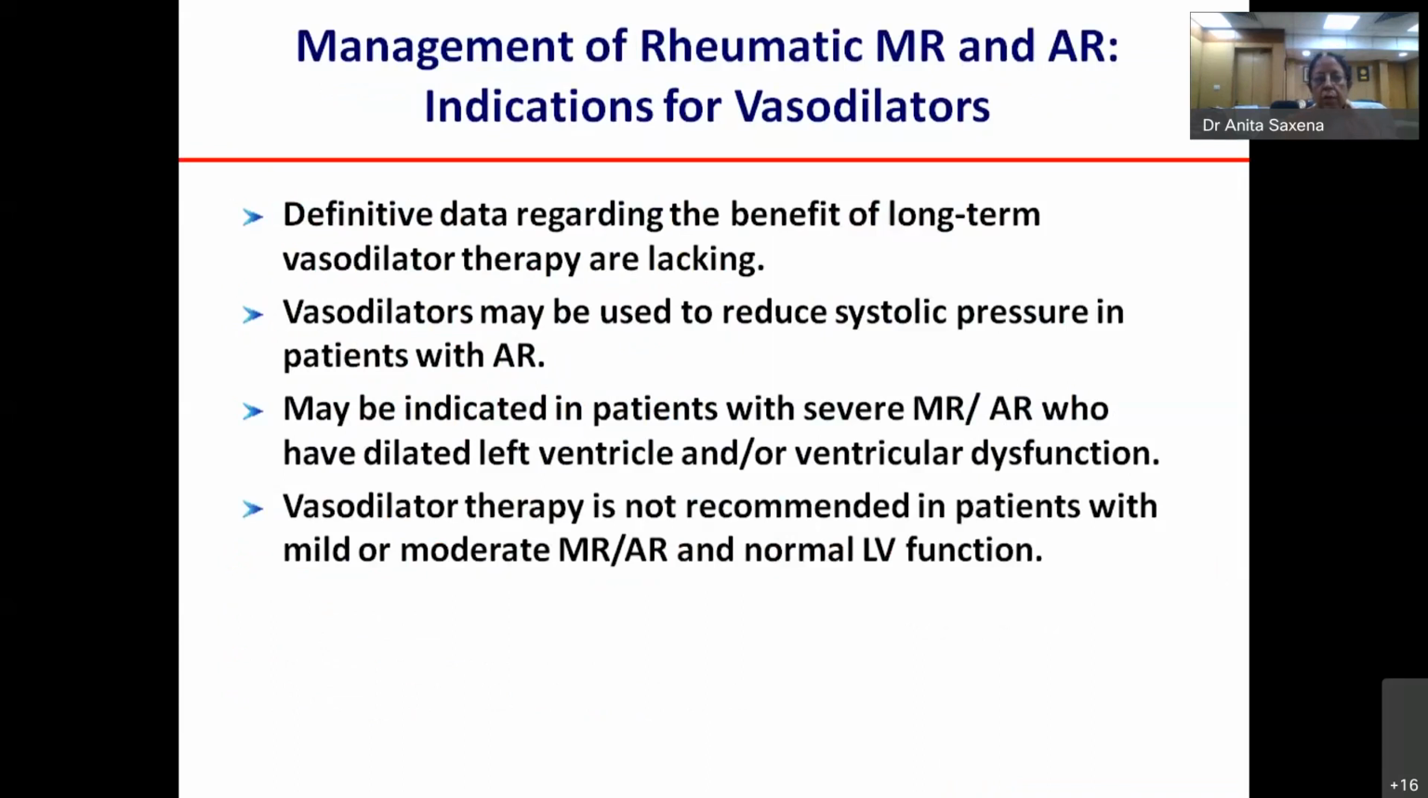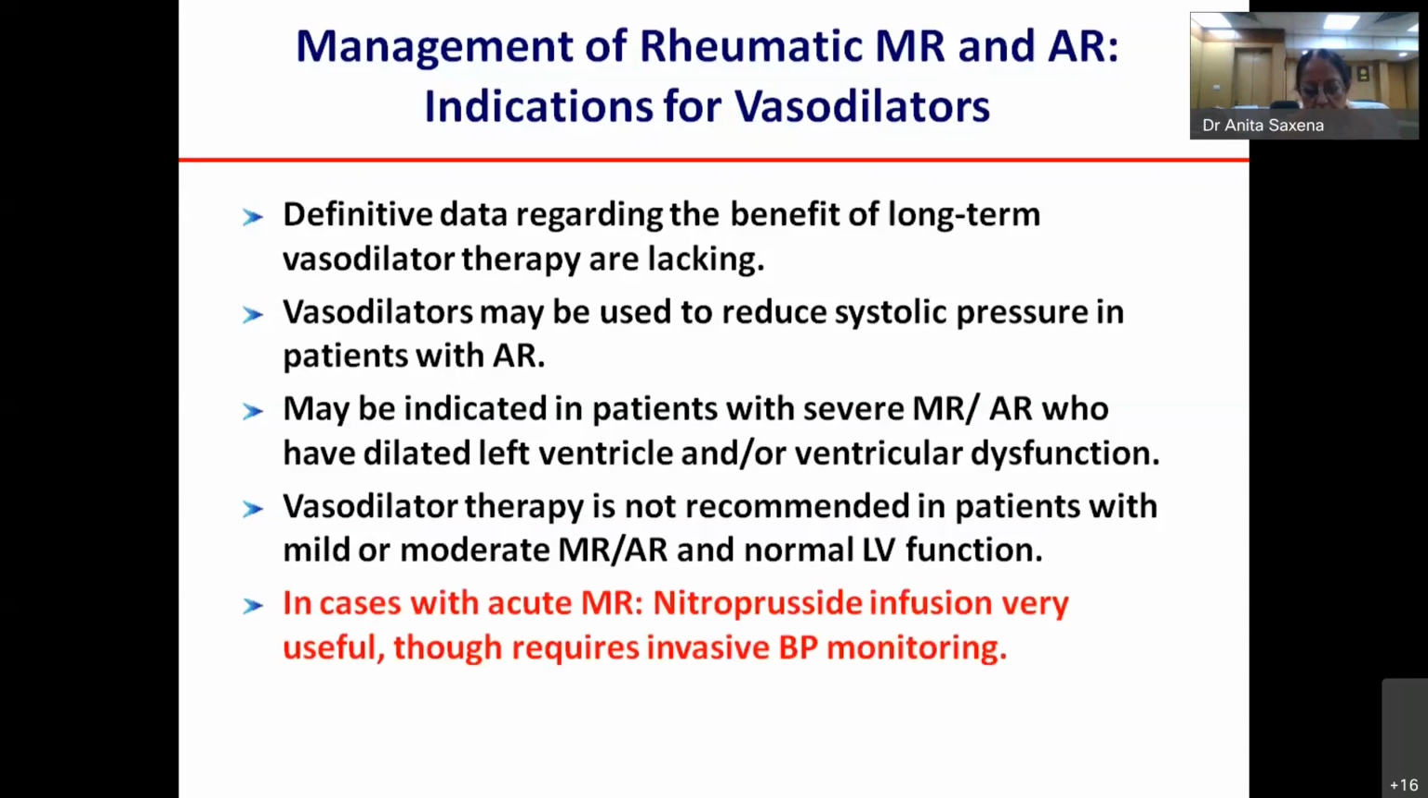You may use vasodilators in AR to reduce the systolic pressure in these patients, but I think those who have severe mitral regurgitation or severe aortic regurgitation with dilated ventricles, with or without ventricular dysfunction, may be the right candidates for starting vasodilators. So we should avoid vasodilators in moderate severity of regurgitant lesions. Again, those who have stenotic lesions associated with regurgitant lesions, one should not use vasodilators.